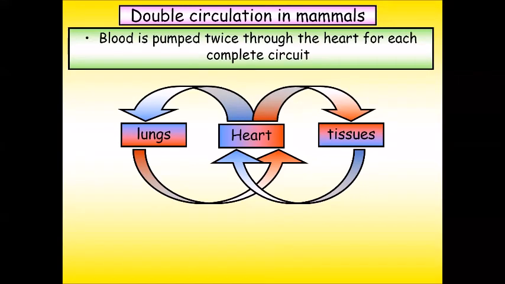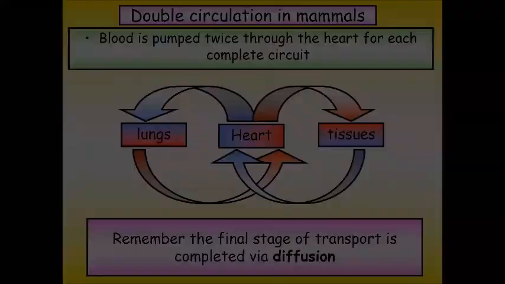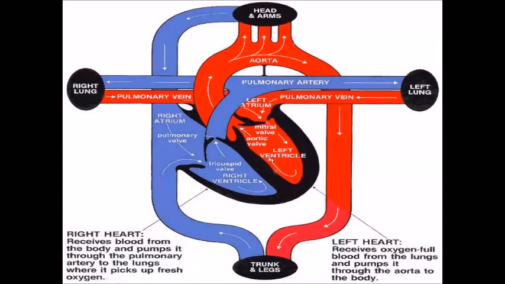And just to bear in mind, when it gets to the tissue, the final stage of transport goes through the tissue fluid. That's the stuff that makes us nice and squishy, and is achieved via diffusion. So we can see this here. This is quite a complex diagram, but I'll try and highlight it using the little pointer here. So let's assume we're in the right lung and we have just picked up oxygen as a red blood cell.